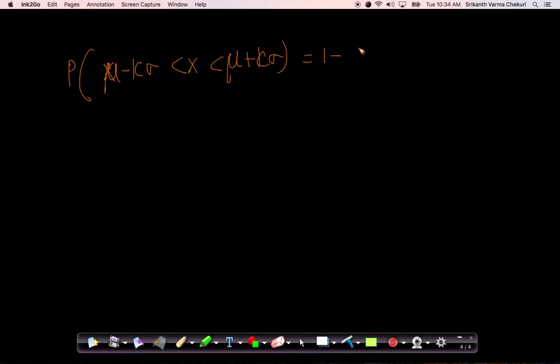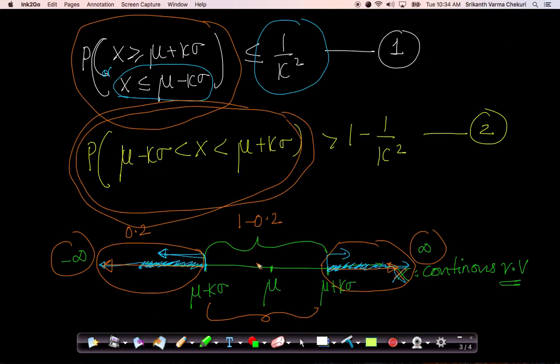1 minus probability of x greater than or equal to mu plus k sigma or x less than or equal to mu minus k sigma, right? And this equality is simple. Because if the probability of this region and this region is 0.2, the probability of the random variable falling in this region will be 1 minus 0.2. Very, very simple probability. Either you get heads or tails when you throw a coin toss.